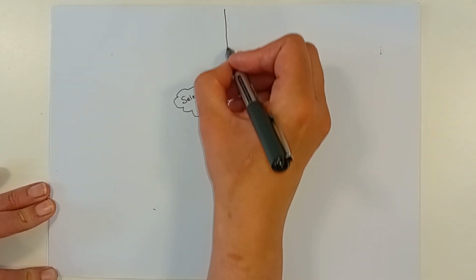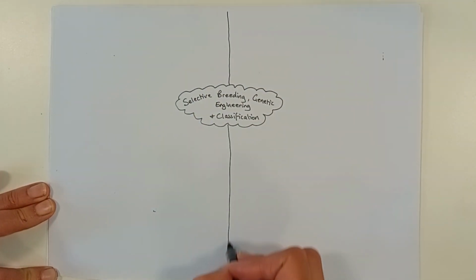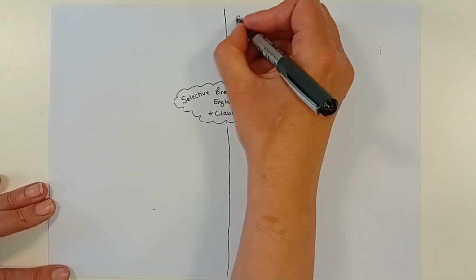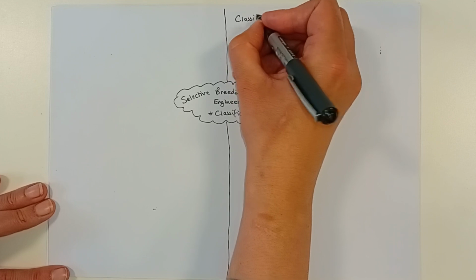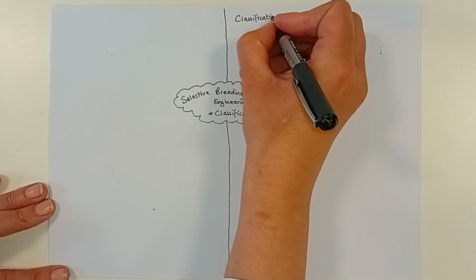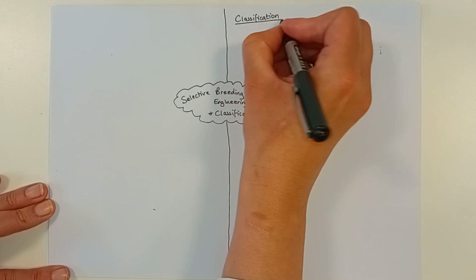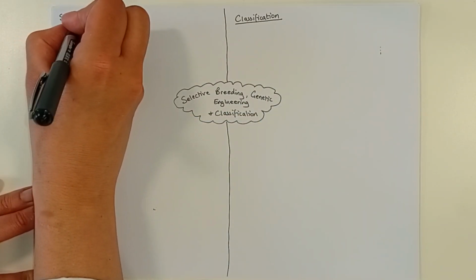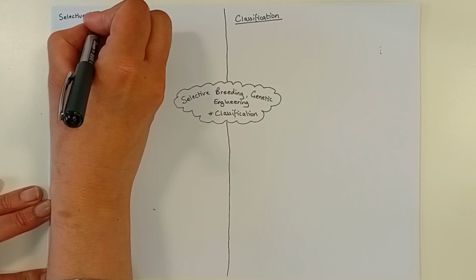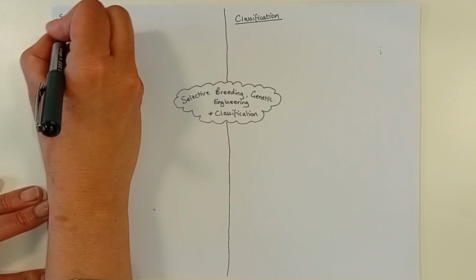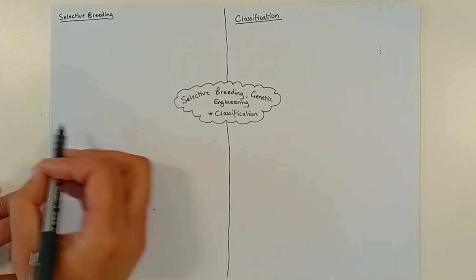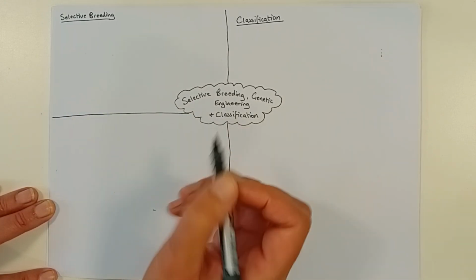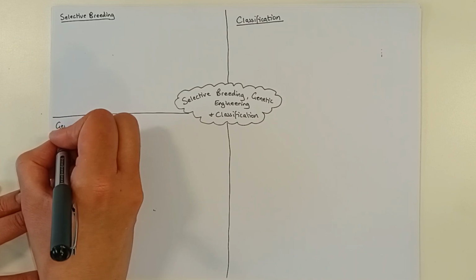So we're going to divide the paper in half as usual, making sure that the long edge is at the top. This side is going to be on classification, grouping organisms together. This side is going to be on selective breeding, or artificial selection. And then slightly larger bottom half, it's not quite 2/3, about there. I'm going to do about genetic engineering here.